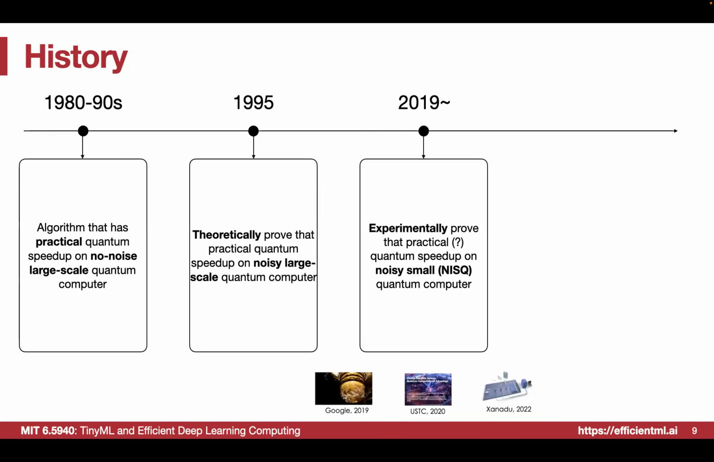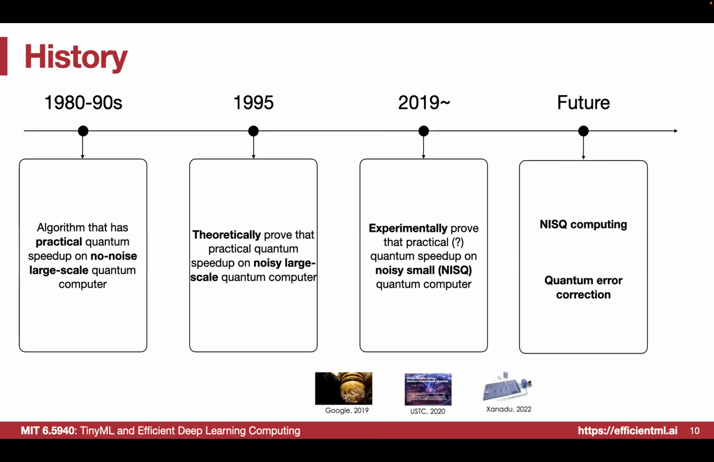So looking back at these 20 or 30 years of development history, it's pretty clear that we have two paths forward, right? The first is that we just use the current noisy intermediate-scale quantum machine in a bare-metal format, and we try to find some smart algorithm to prove some advantage. So that's NISQ computing.